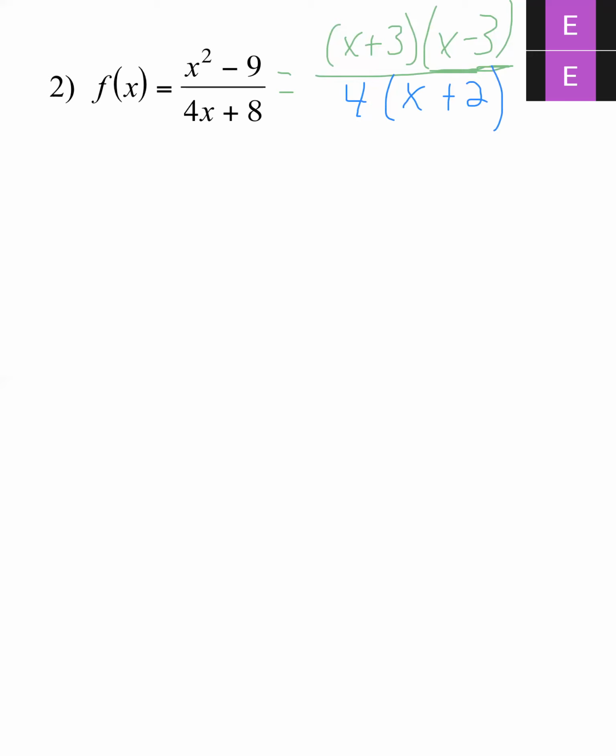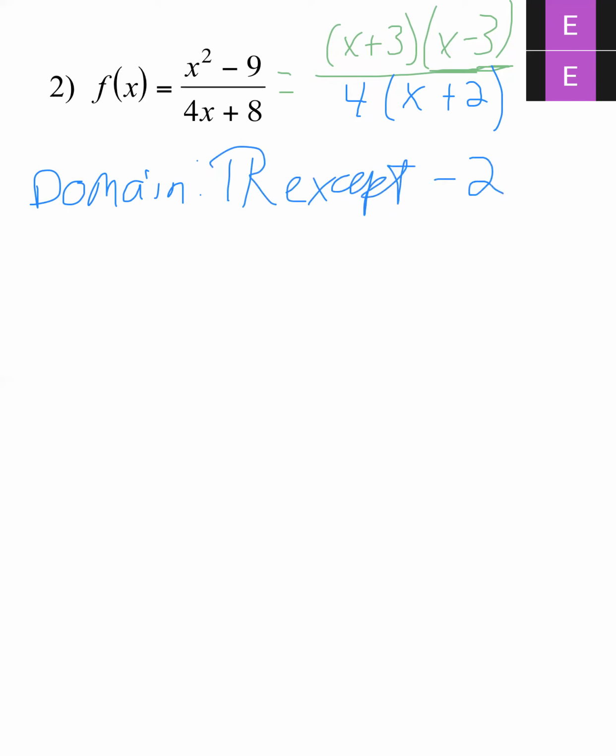Okay, so first let's talk about domain. So domain is going to be all reals except for whatever makes my denominator turn into a 0. And the only thing here is going to be a -2, right? That's the only thing that's going to make my denominator turn to a 0. So I'm going to have all reals except -2. Everybody agree? I can hear you answer, but I'm assuming you're saying yes, that makes sense.